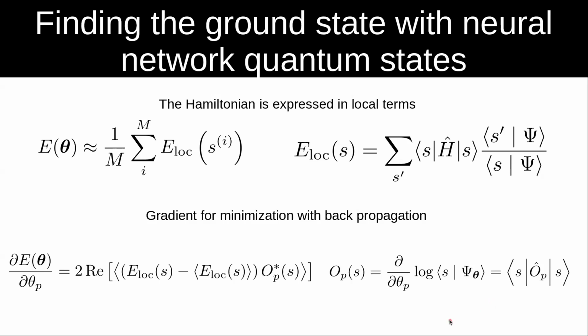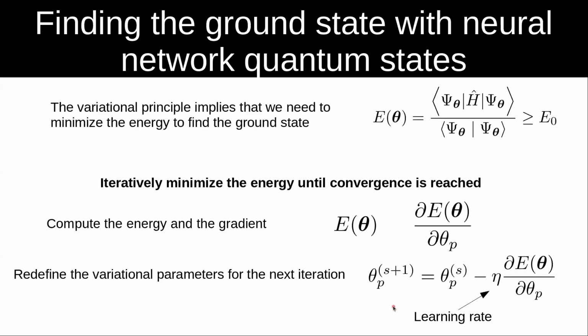So this allows you to use backpropagation. The idea is that you compute the derivative of the energy with respect to the parameter. This is a quantity that you can explicitly compute, and this allows you to update the different parameters of the neural network. So from a practical point of view, you use, again, the variational principle.